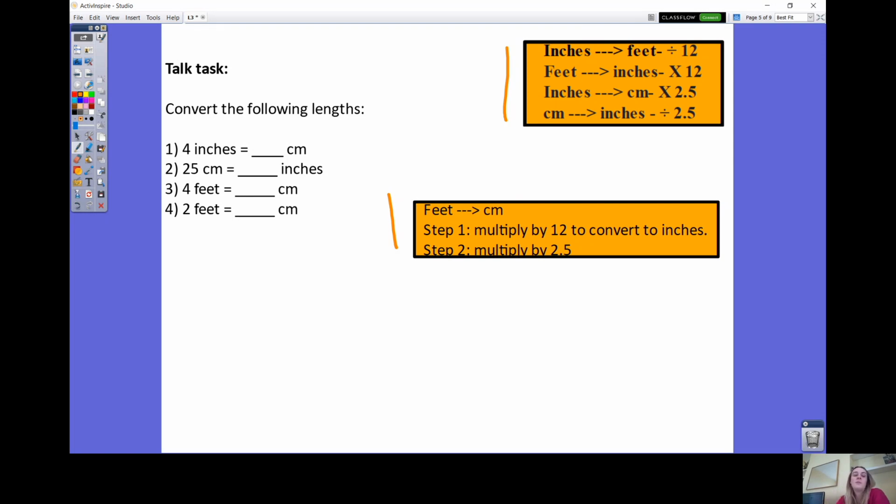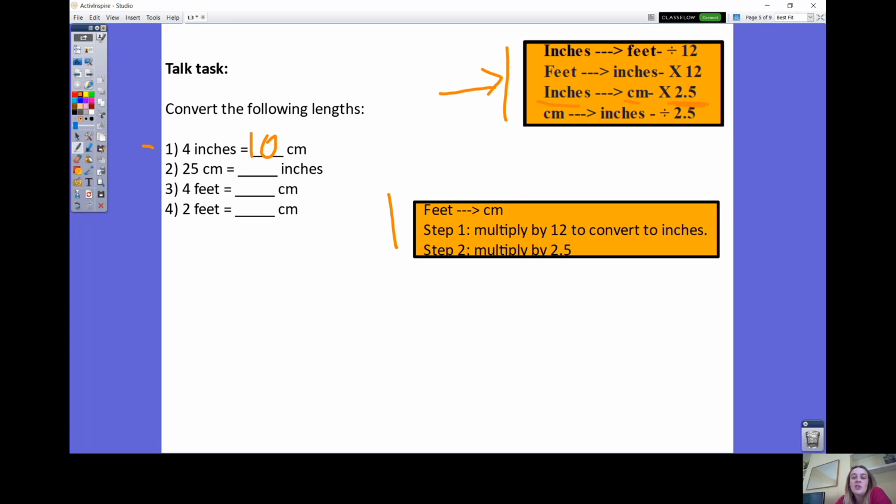So hopefully you had the opportunity to pause the video there. For the task, to convert inches to centimetres for the first one, step number 1, you should have looked at this chart here, looked to see where it says inches to centimetres and seen that you need to multiply by 2.5. 4 multiplied by 2.5, I could probably do this in my head. 4 multiplied by 2 is equal to 8. And 4 multiplied by a half is equal to 2. So 8 plus 2 is equal to 10. So this one is equal to 10 centimetres.